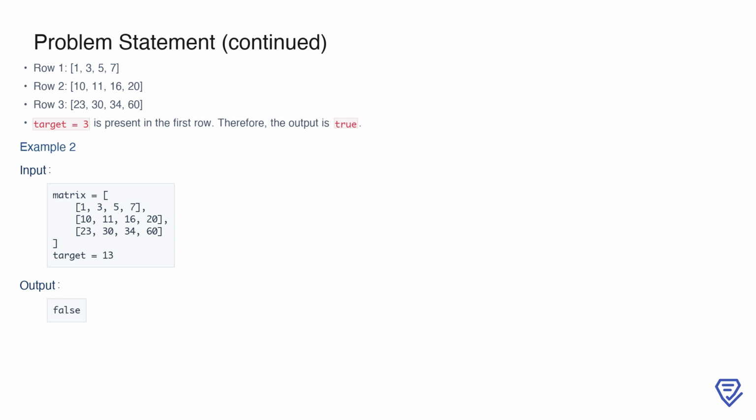Now, let's consider another example. In this case, the matrix is the same, but the target is 13. Since 13 is not present in any of the rows, the output here is false.